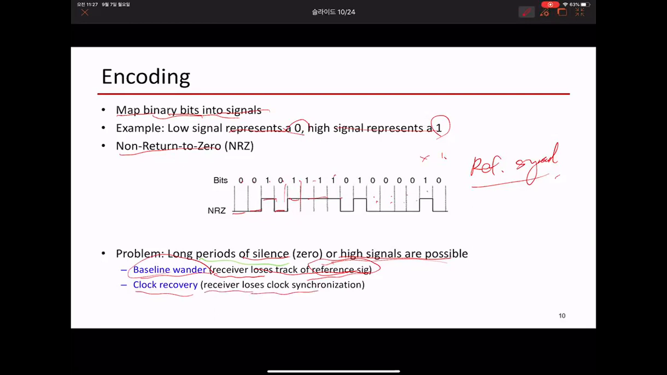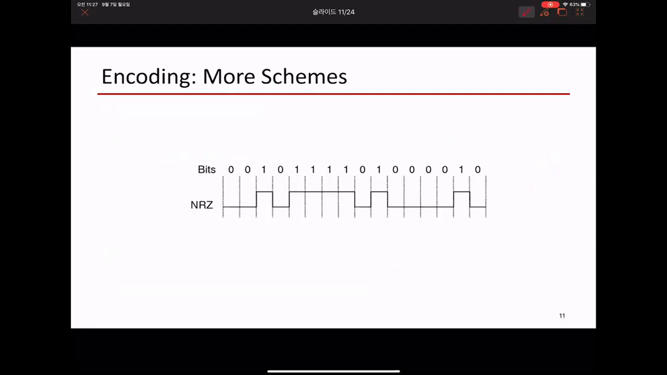The receiver loses clock synchronization. We're going to talk about what clock synchronization is. So we need more schemes, and NRZ is a very basic level. When it's 0, it's 0. When it's 1, it's 1, which is too simple and very prone to error.